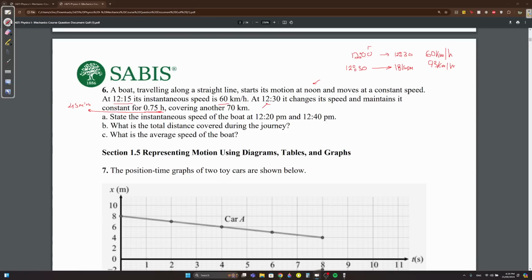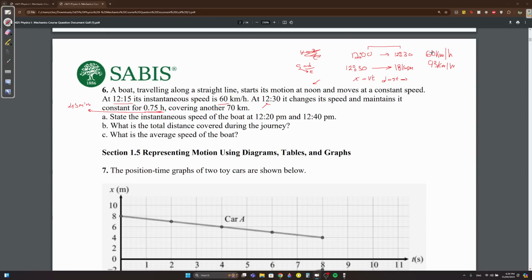Can we find the distance? Here, we know that the distance x equals velocity times time, right? Velocity equals x divided by t, or whatever speed you want. Speed equals distance divided by time. So distance equals speed times time.